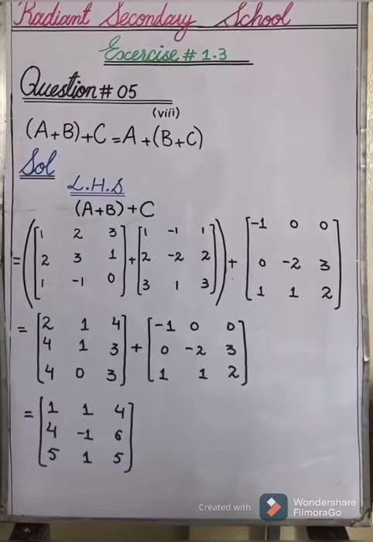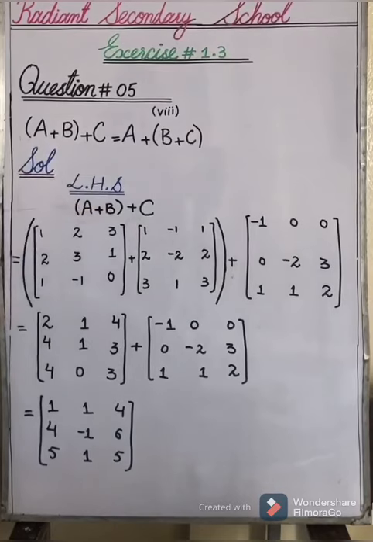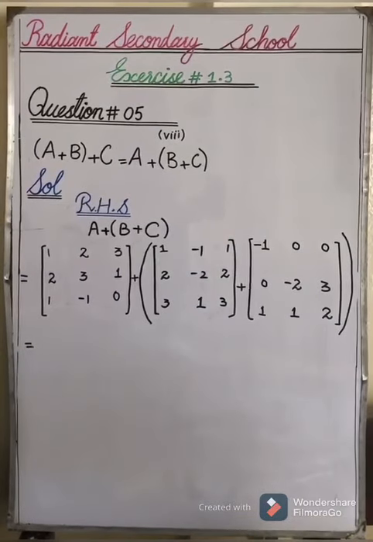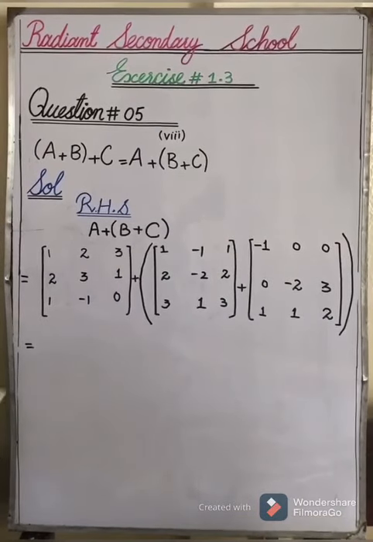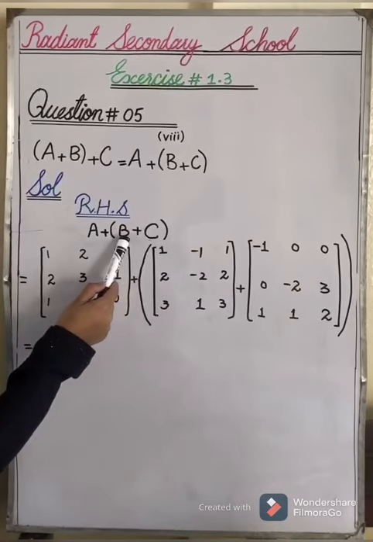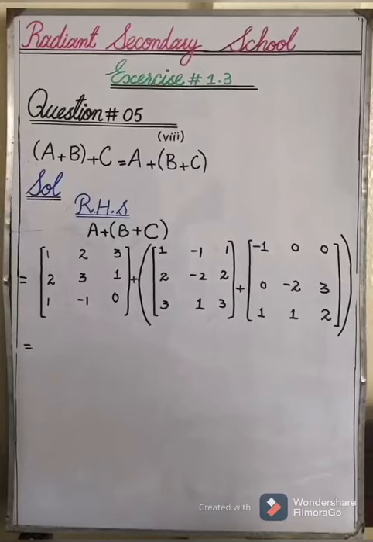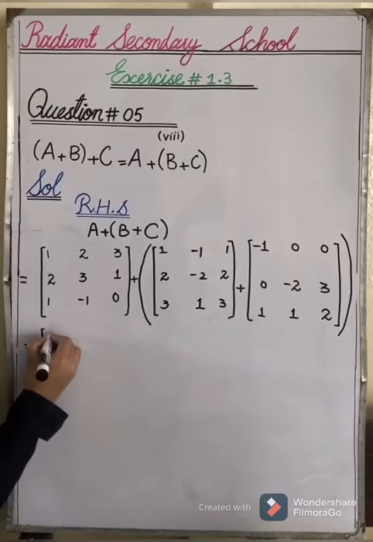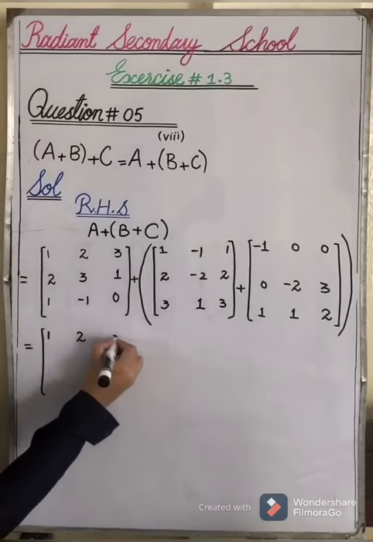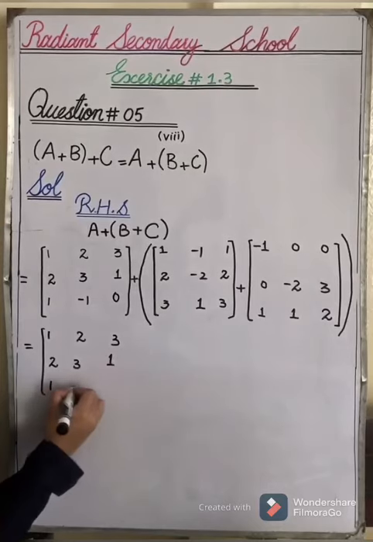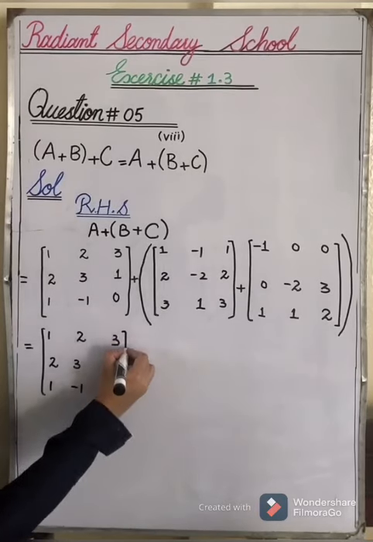So this is our left hand side of this question, and now we will solve the right hand side and see if these two matrices are equal. In the right hand side we will solve this bracket first, which means that we have to add B plus C first. So we will move this matrix right down here, and we will write 1, 2, 3, 2, 3, 1. 1, minus 1, and 0 as it is.